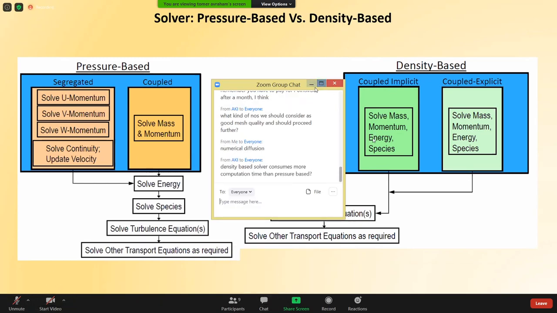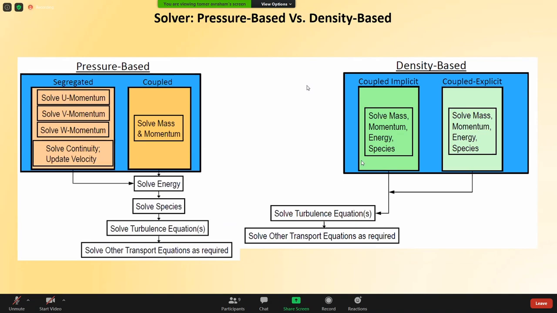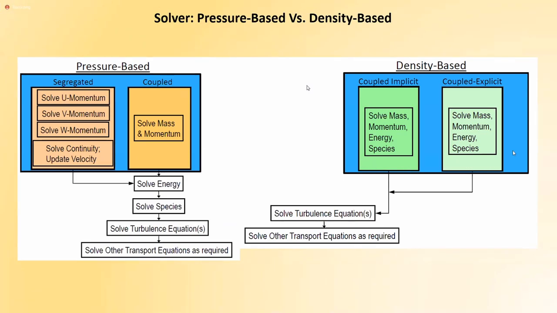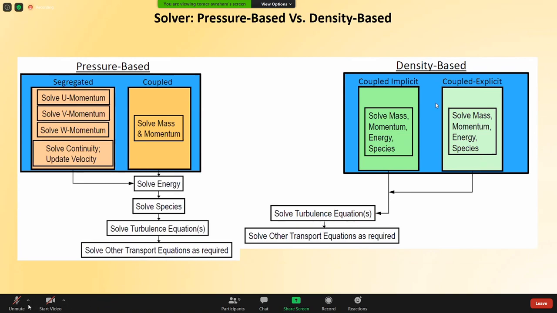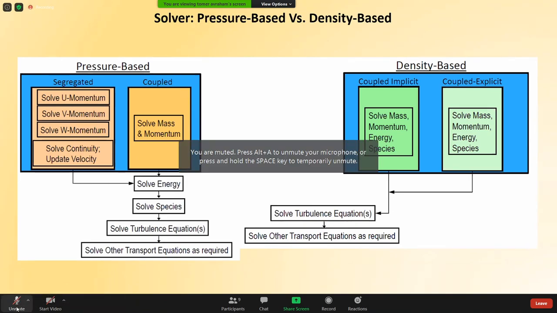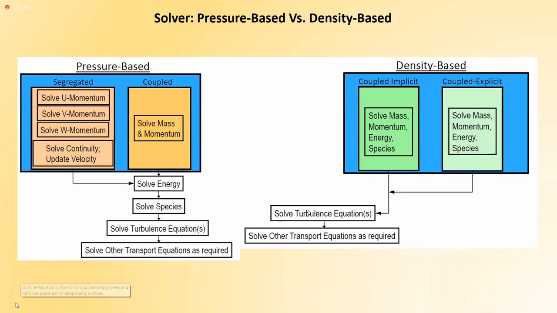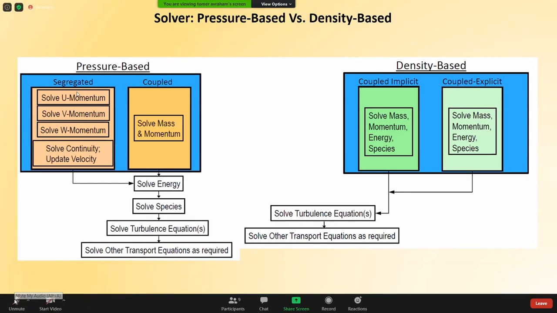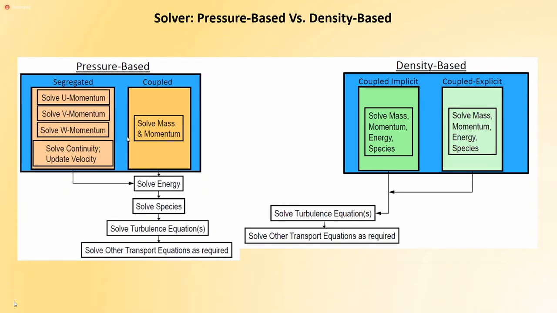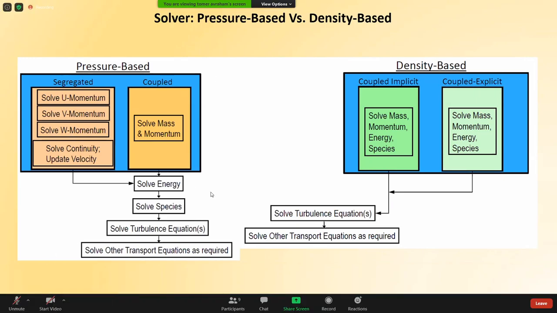The only difference is in the density-based method. You, of course, solve all the species, energy, momentum, mass, everything together, because you have the thermodynamics to solve, and then you go and solve the turbulence equations. Here you first solve the momentum and continuity, mass and momentum, but you also repeat, I mean, every iteration goes back around this loop. Okay, so, yes.